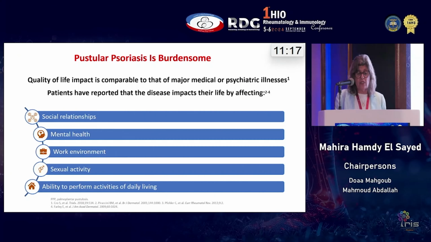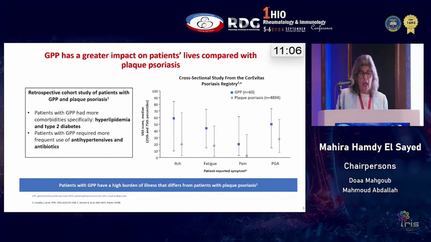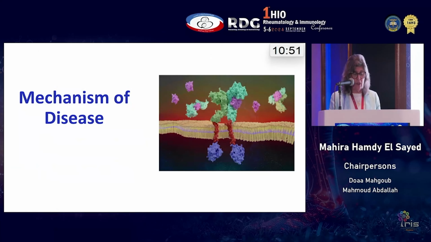It's a very burdensome disease affecting the mental health, the work, the sexual activity, and when compared to psoriasis, it's even worse because sometimes the patients are really sick. It has a greater impact on the patients' lives compared with psoriasis, and several studies were done. They also have comorbidities like diabetes and hyperlipidemia, and they usually use antihypertensives and antibiotics.